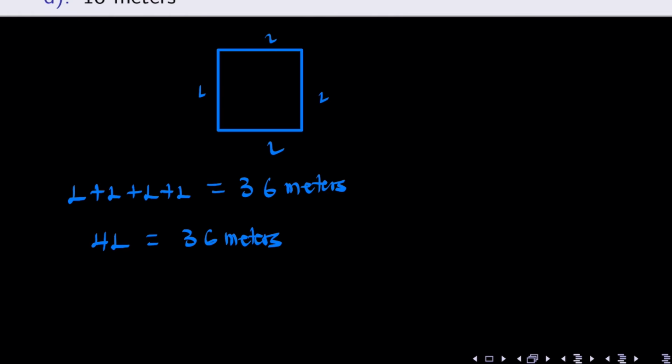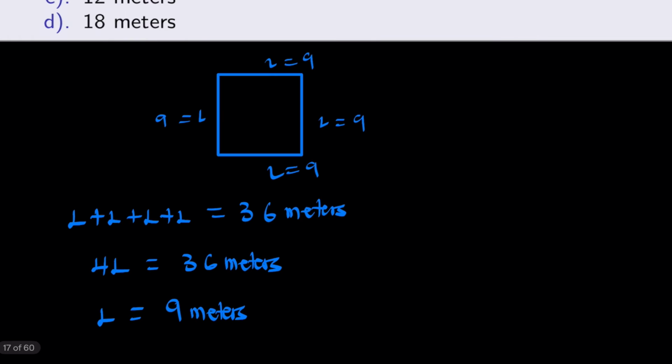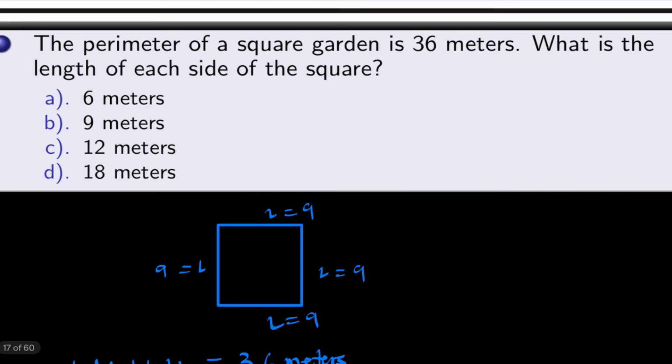So we just have to divide 36 by 4. So that's L will be giving us 9 meters. So now since the sides are the same, this implies that here is going to be 9 meters, here will be 9, here will be 9, and here will also be 9. So that's the length of this given square is 9 meters. And so the correct option is option B.